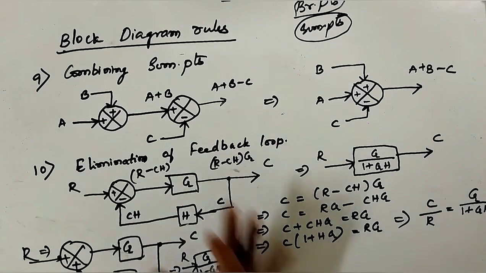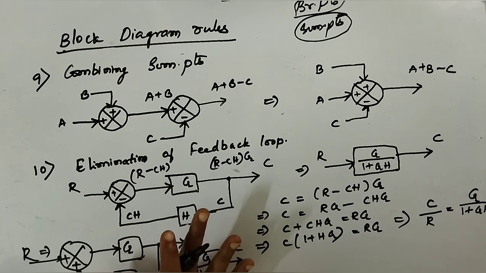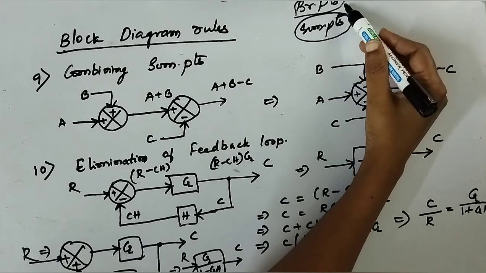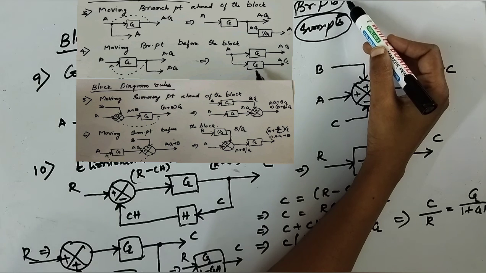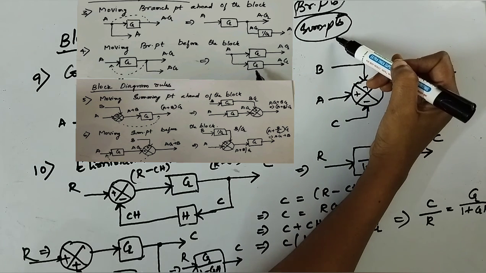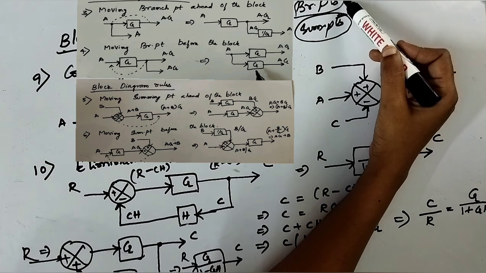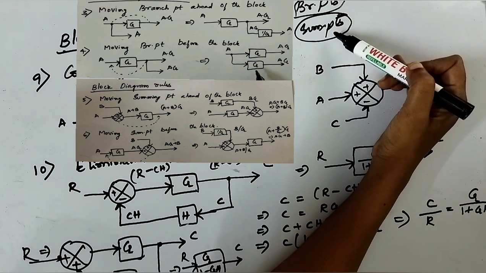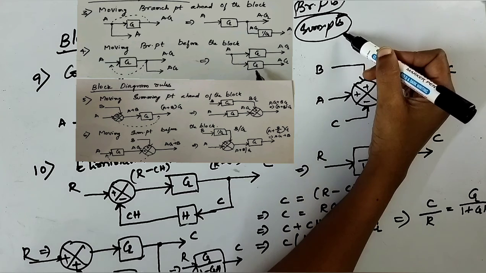You have to memorize all the 10 rules for reduction of a block diagram from a complex to a simple format. The only confusion in the 10 rules is between the branch points and summing points. If you can memorize the branch point rules, then you can easily remember the summing points. If you are putting the branch point ahead of the block, it's 1 by G here. If you're moving it before the block, it's G here. It is reverse if you go for the summing points.